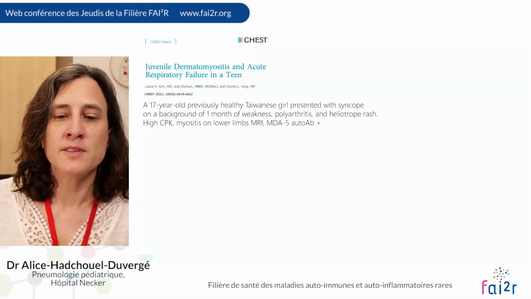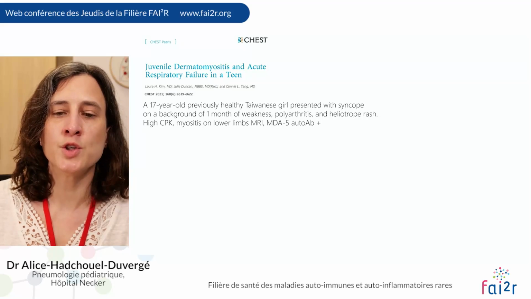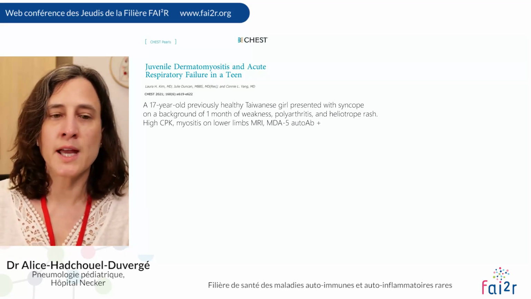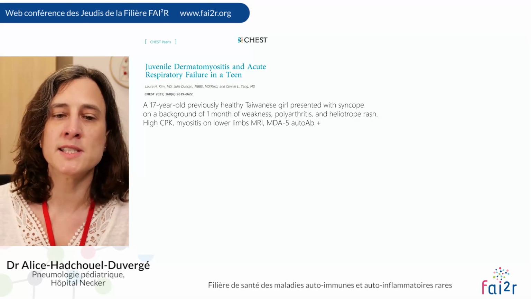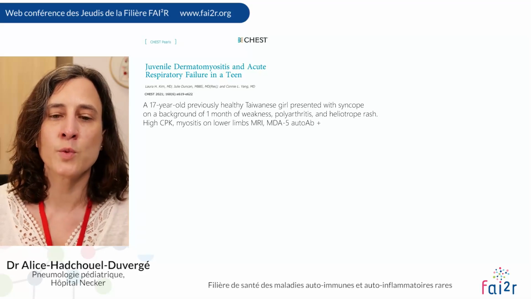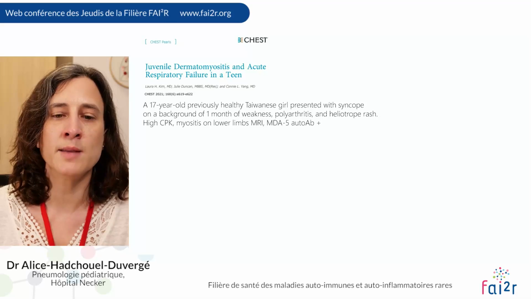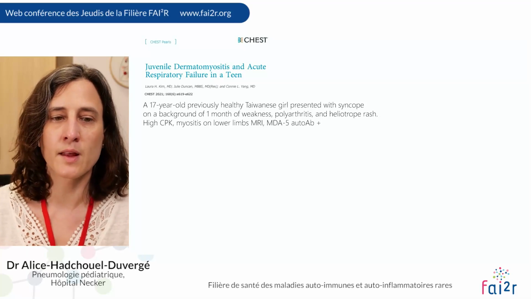Dermatomyositis can be revealed by an acute interstitial lung disease, which may be rapidly life-threatening, and I will show you one case report. It was the case of a 17-year-old previously healthy Taiwanese girl, who presented with syncope on the background of 1 month of muscle weakness, polyarthritis, and heliotrope. At diagnosis, she had high CPK levels, myositis on MRI, and positive MDA5 autoantibodies.